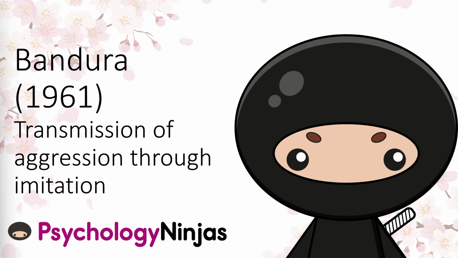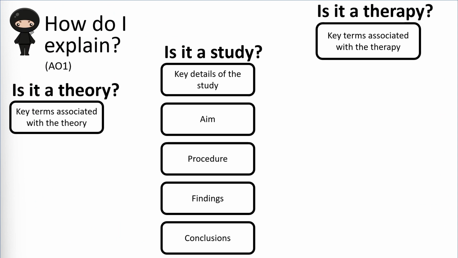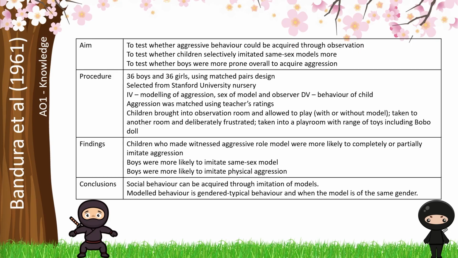This is all about aggression being learnt through imitation of others. So this is a study. Therefore, to get our AO1 marks, we're focusing on the aim, procedure, findings and conclusions. It's really important here that you have specifics and that aspects of the procedure can lead you into evaluation. It's also important that you have unique details.